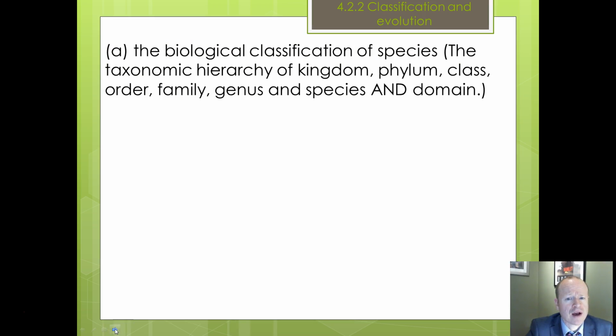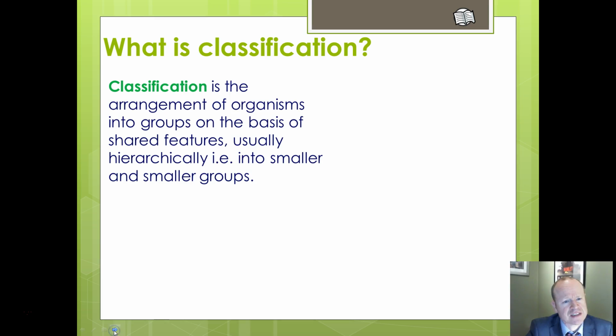So, the biological classification of species. What is classification, first of all? Classification is arranging things in groups based on similarities or shared features. And we usually do this hierarchically, or in a hierarchy. In other words, from a very big group to smaller and smaller and smaller groups.